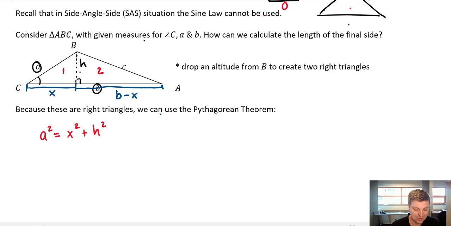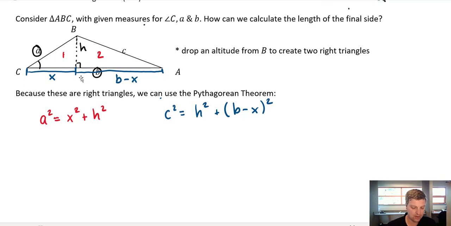Let's try the same thing with this other triangle. This one's going to be a little bit more complicated, but let's look at side c as my hypotenuse. Side c squared is going to equal h squared plus, and then this side here would be b minus x, and that whole thing is going to be squared. So a reminder that I know a and b, but I don't know x and I don't know h. So I've kind of got to deal with those.